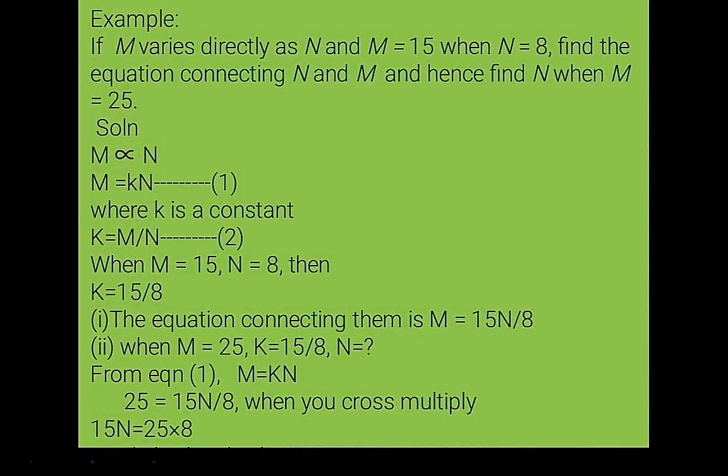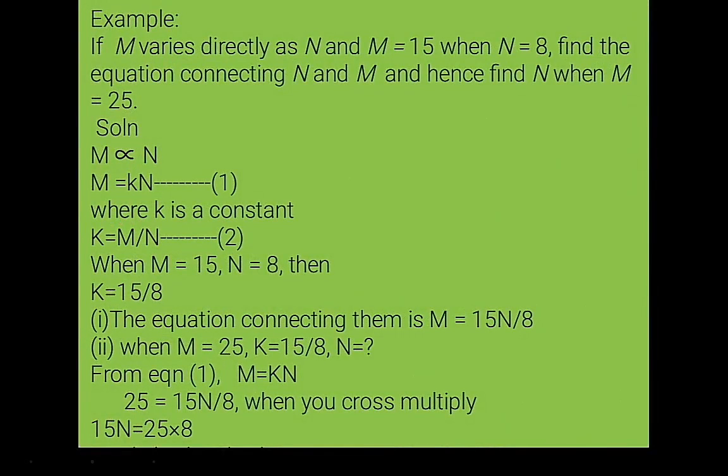Now when m equals 15, n equals 8, then the value of k will be 15 all over 8. Now the equation connecting m and n is m equals 15n all over 8. Don't forget that our value for k is 15 all over 8. So when we multiply 15 over 8 by n, that will lead us to 15n over 8.